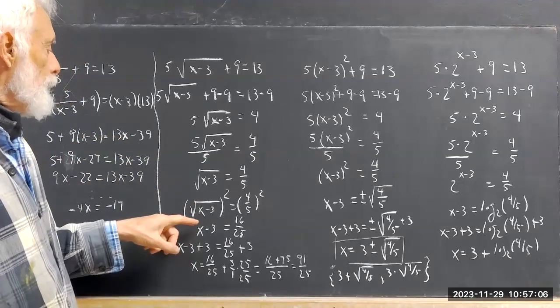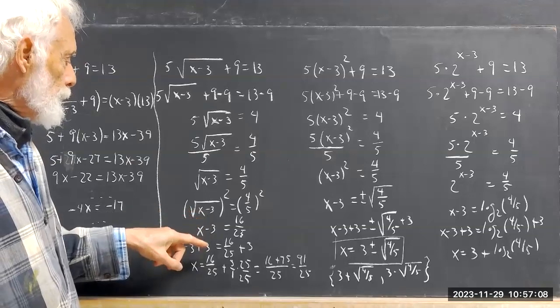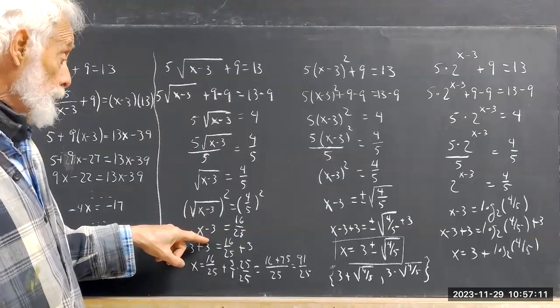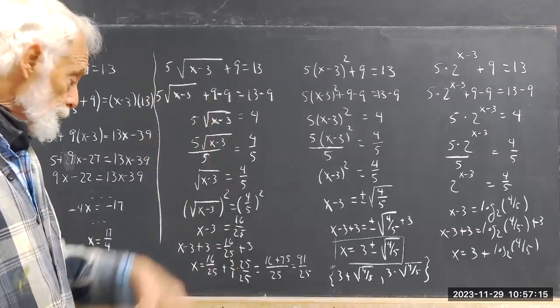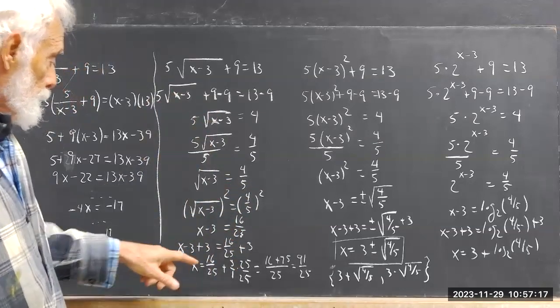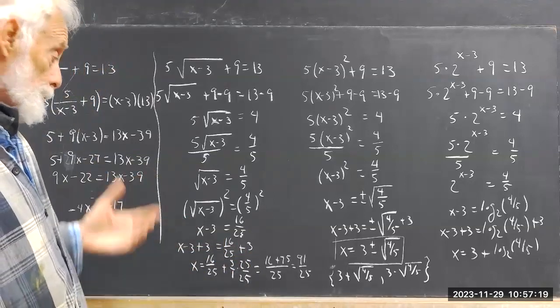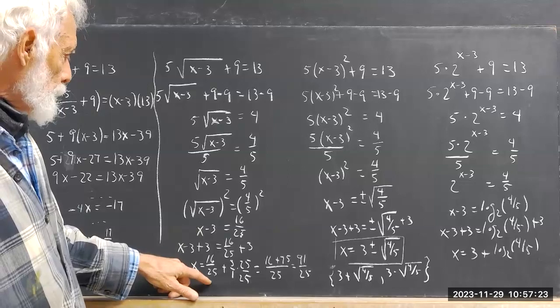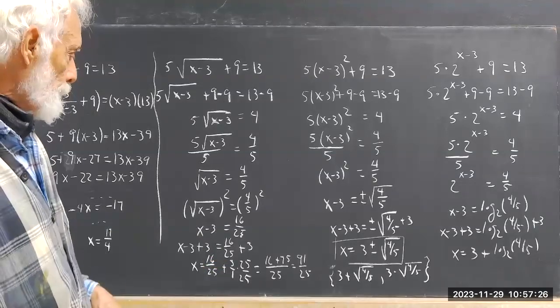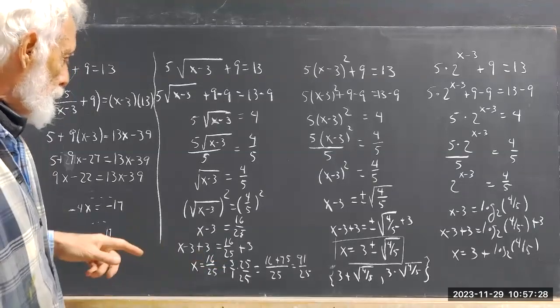In any case, when we square the square root of x minus 3, we get x minus 3. The square of 4/5 is 16/25. We understand fractions. Okay, then we add 3 to both sides, as we've always done, and we get x equals 16/25 plus 3.